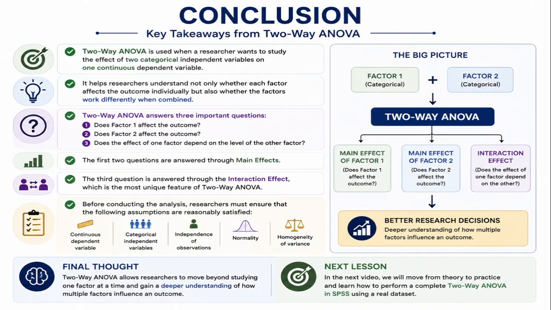So in conclusion, in two-way ANOVA, we use two categorical variables to check their influence on one continuous dependent variable. We will do it better in our next video, where we run the experiment in SPSS. So just continue to watch and you will understand it better. Thank you.